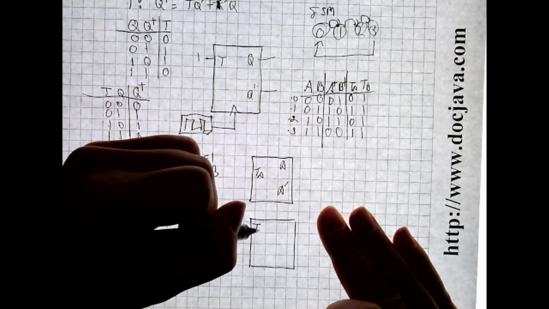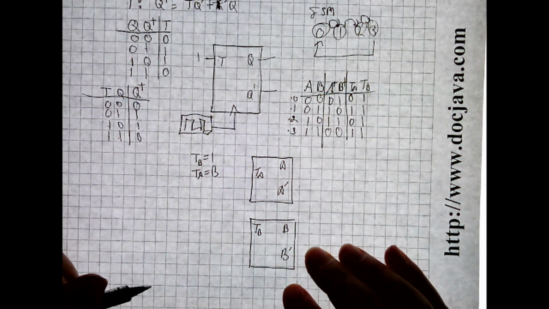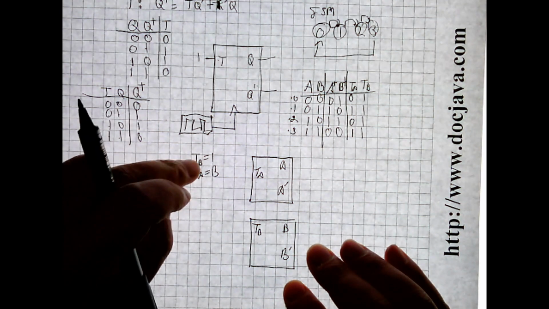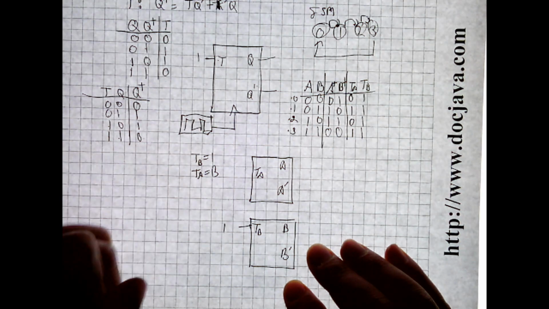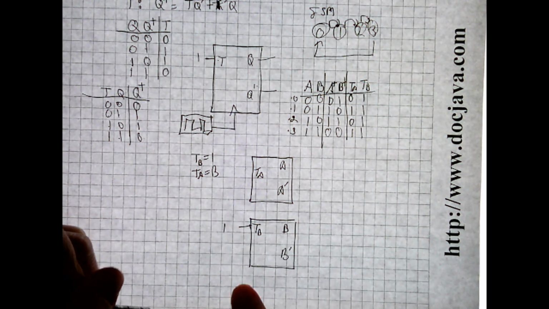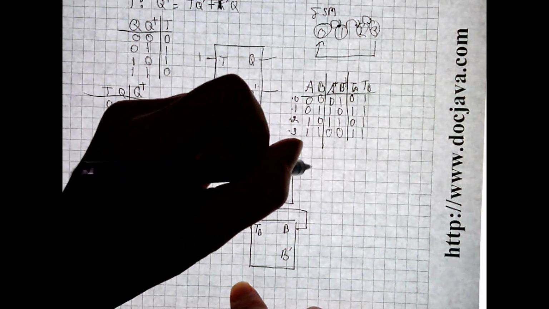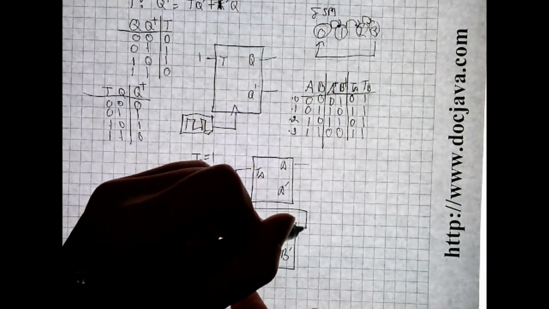Isn't this fun? B prime. We're designing counters. And we know T sub B is equal to 1, so put on 1. We know T sub A is equal to B. Take B. Bingo. We're done. That's it.